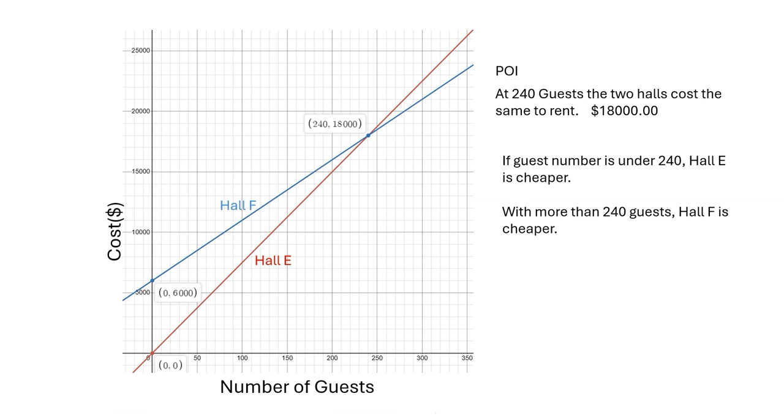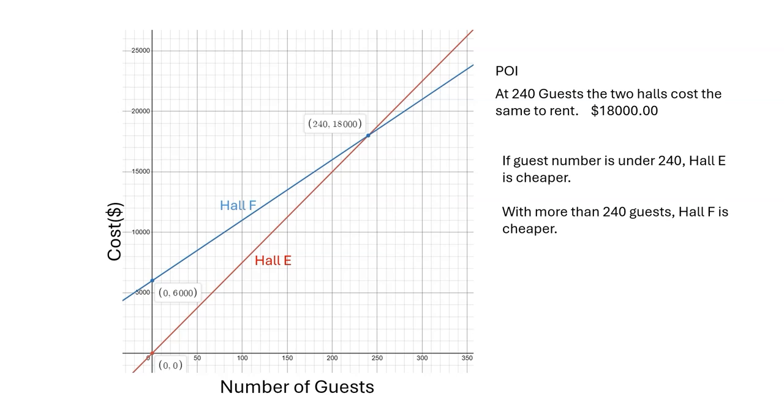Here we have a second banquet scenario. We are shown a graph where the two halls would cost the same at the point (240, 18000). At this point, both halls would cost $18,000. With fewer than 240 guests, Hall E would be cheaper, and with more than 240 guests, Hall F would be the better choice.